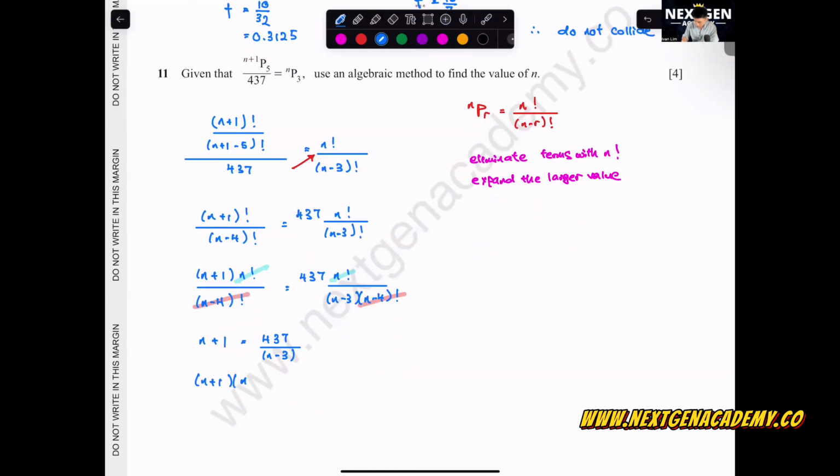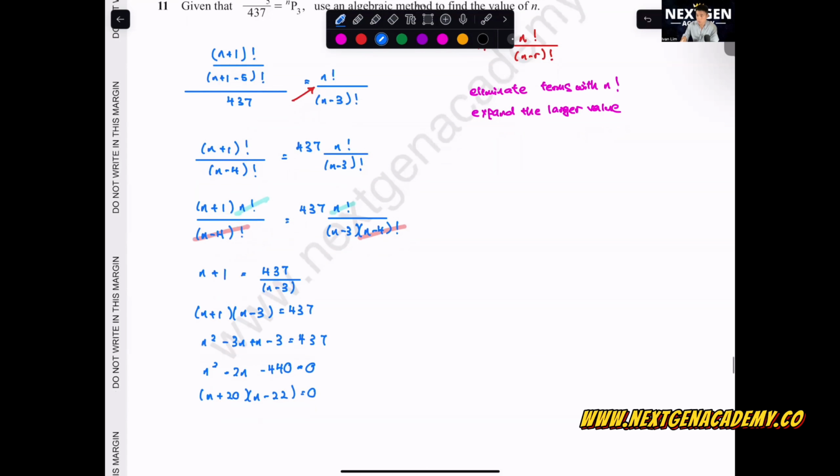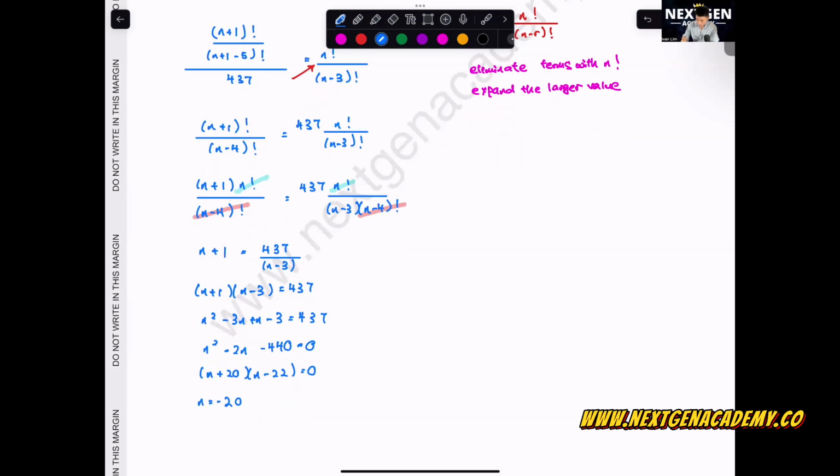Okay, open out the bracket here. N square minus 3N plus N minus 3 equals to 437. Change it to a quadratic equation. N square minus 2N minus 440 equals to 0. Okay, this one, if you cannot find what's the factor, use your calculator. N plus 20, N minus 22 equals to 0. N is negative 20, N is equals to 22. Okay, this one we have to reject it.